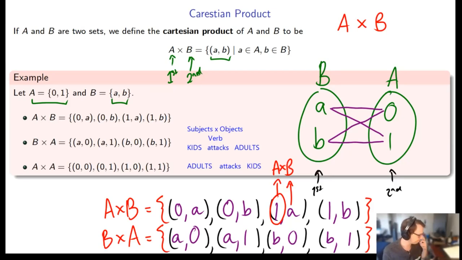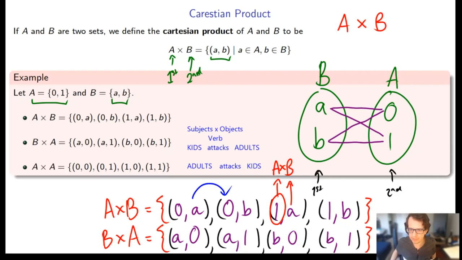What I'm asking is, can you order the Cartesian products in any way inside of the curly brackets? Yes. The order of these doesn't matter. So it could be 0a, 0b, or 0b, 0a. Because again, these are just sets. So the order of the elements inside the sets doesn't matter, but the order within each of the pairs matters. Okay, thank you. Sorry for misunderstanding that.